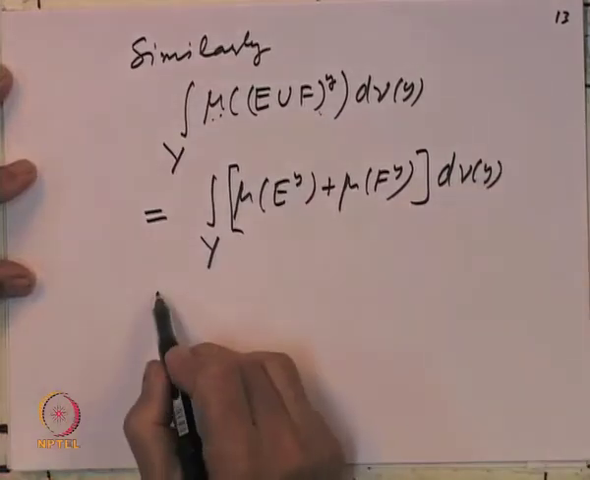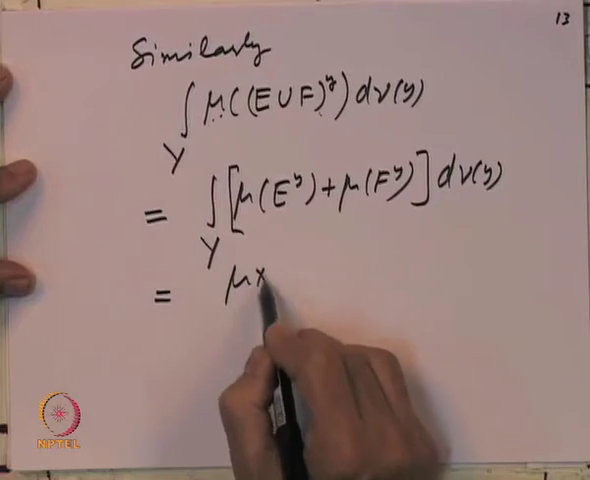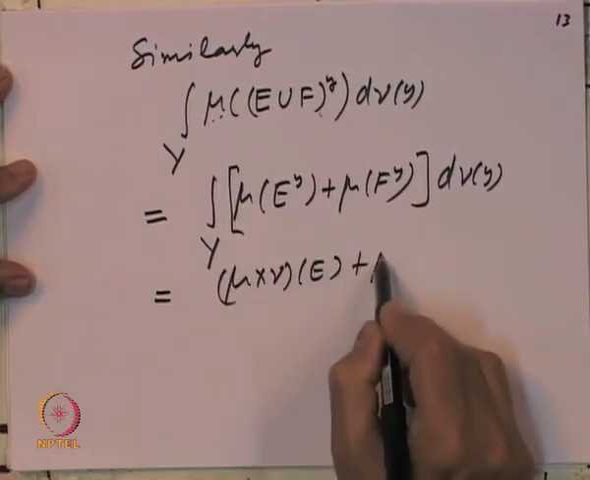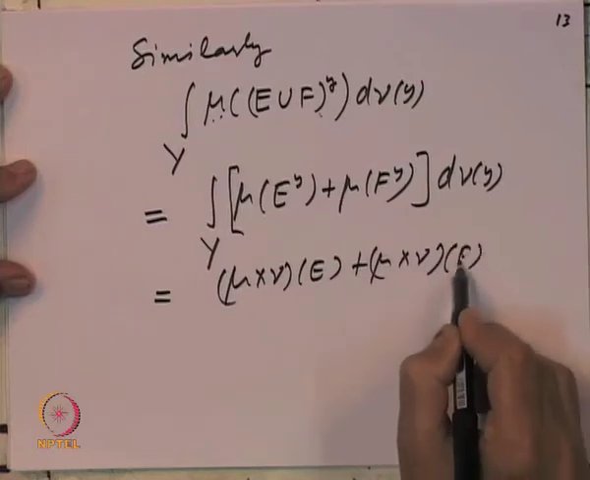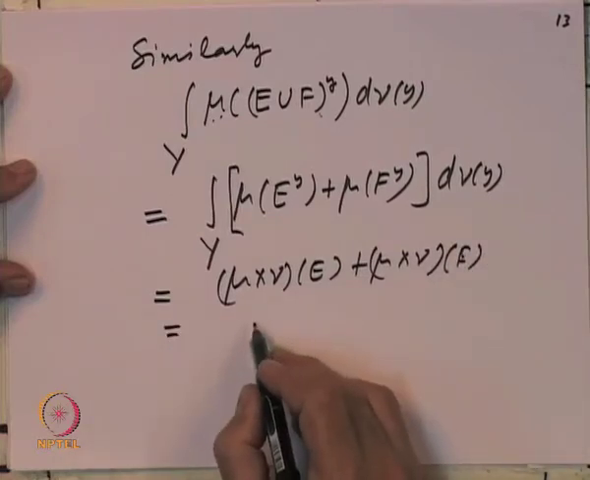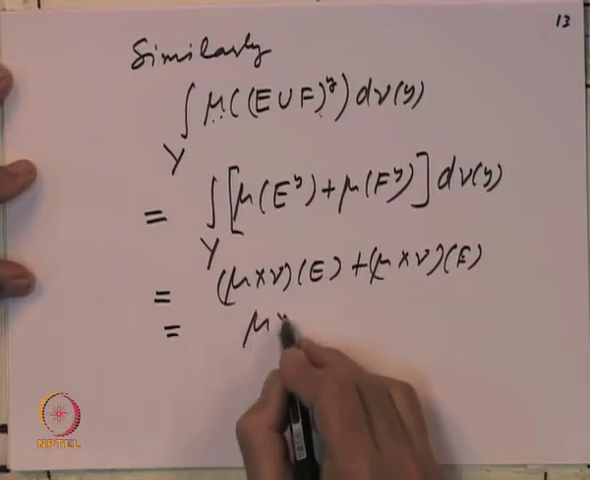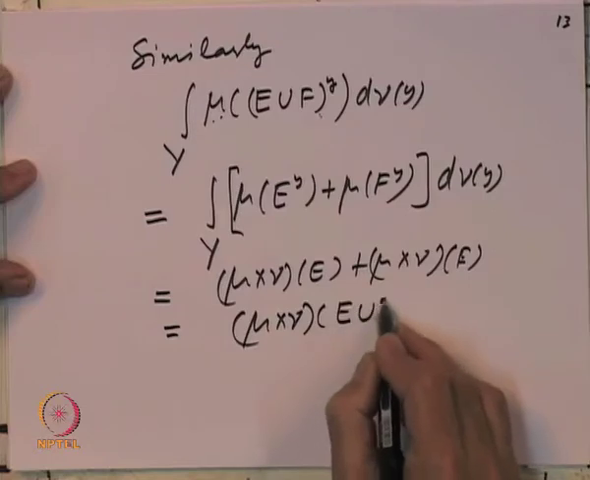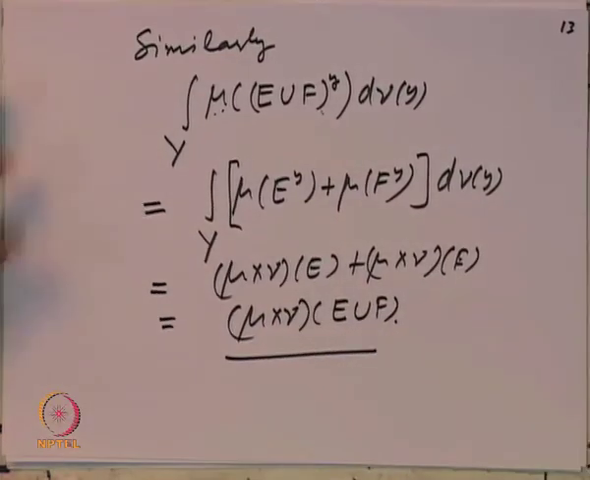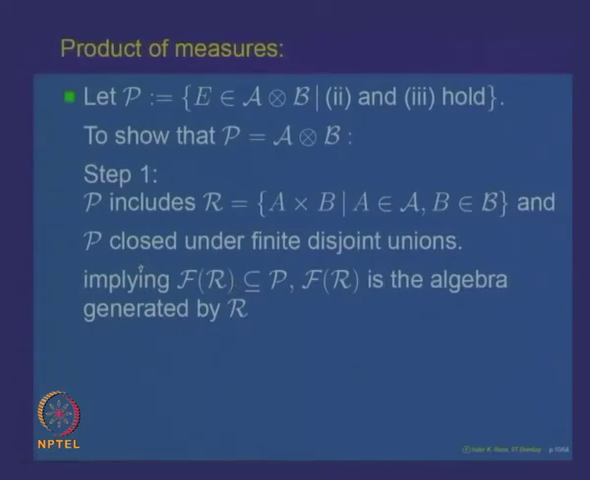And now, once again as before we can write this as mu cross nu of E plus mu cross nu of F, and by again using the property that mu cross nu is a measure, E and F are disjoint, this is mu cross nu of E union F. So, that proves the second part of the property, namely that not only does P include rectangles, in fact, P is closed under finite disjoint unions. So, as a consequence of this, because finite disjoint unions of elements of a semi algebra give us the algebra generated by that semi algebra.